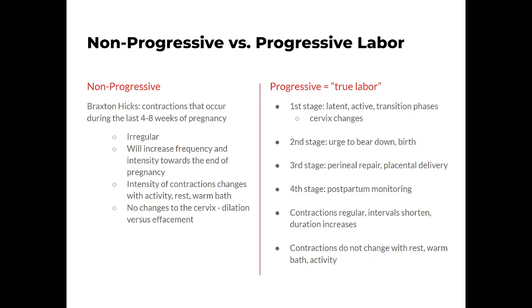Also, it will increase in frequency and intensity towards the end of pregnancy. So the closer you get to your due date, you're going to feel them a bit more and they're going to happen more often. And then intensity of the contractions changes with activity, rest, and warm bath. So that would mean if you get into a certain position or you start walking around and then the contraction pain eases, or it eases with rest and a warm bath, you know that it's more Braxton Hicks related rather than true contractions. And then also there's no changes to the cervix.